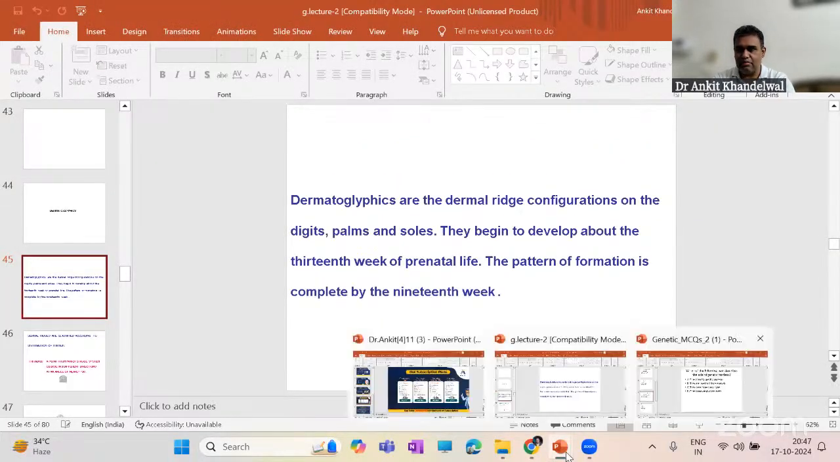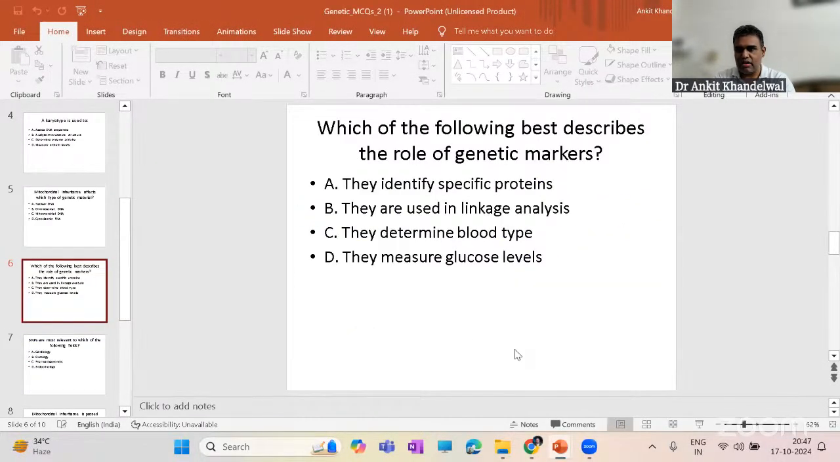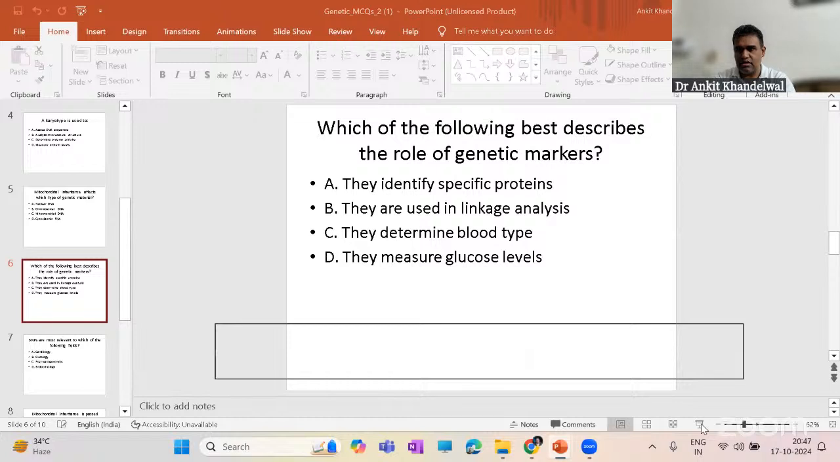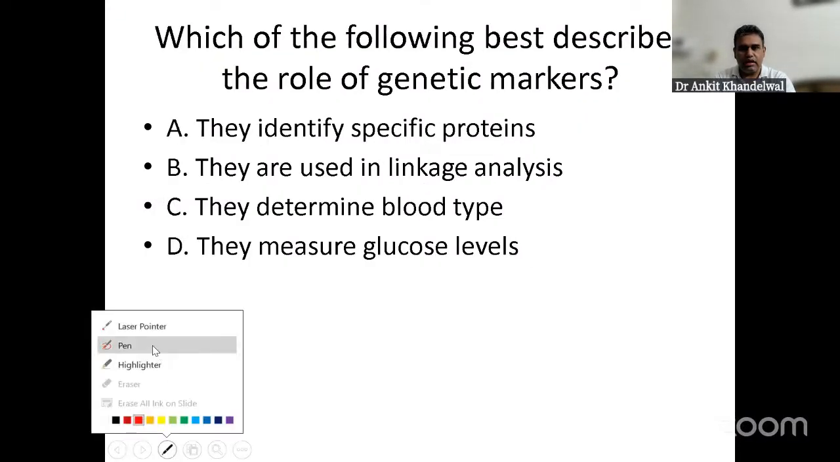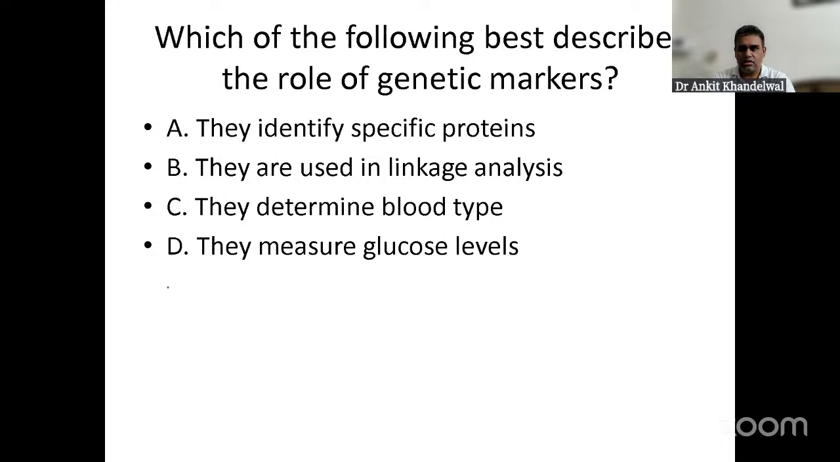Okay, let us see the MCQs over here. Just a second. There you go. Okay, now some more MCQs. This, I guess, we already have done. The question, which of the following best describes the role of genetic markers, you already answered as linkage analysis.